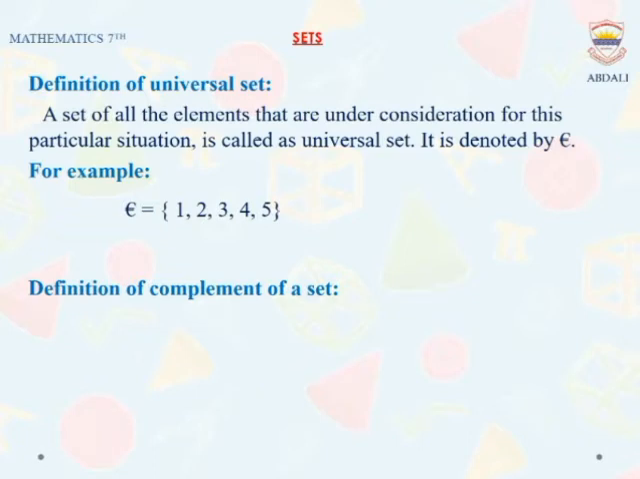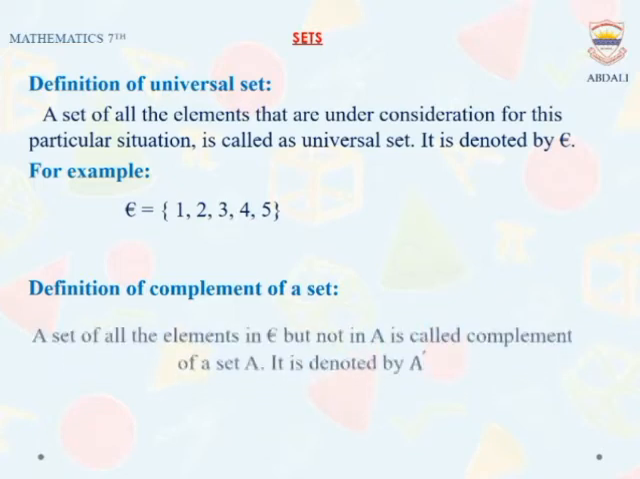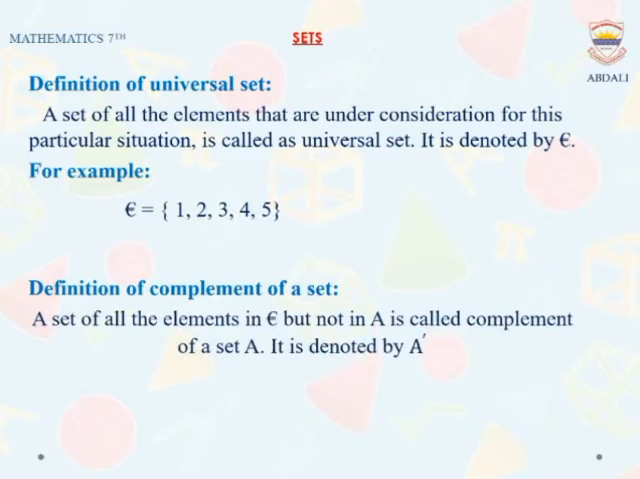Now we will see the definition of the complement of a set. Let's see what is meant by the complement of a set. A set of all elements in the universal set but not in set A is called the complement of set A. It is denoted by A dash, which we will always read as A prime. It will be written as A prime.